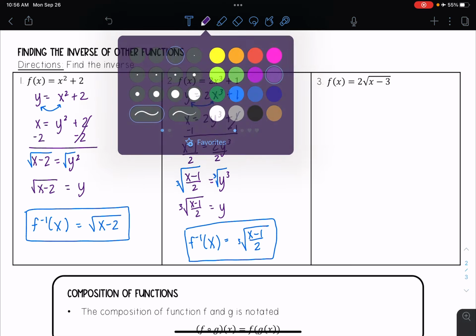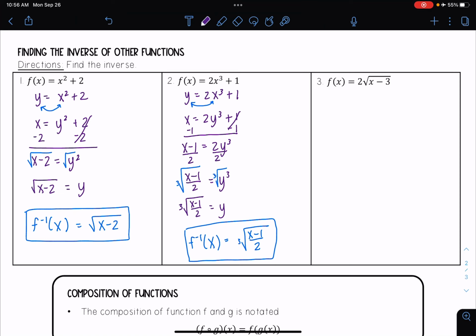Okay, let's look at one last one. So number 3, I have f of x is equal to 2 times the square root of x minus 3. First, I'm going to replace f of x with y. So I get y is equal to 2 times the square root of x minus 3. And then I'm going to have y and x switch places. So it becomes x is equal to 2 times the square root of y minus 3.